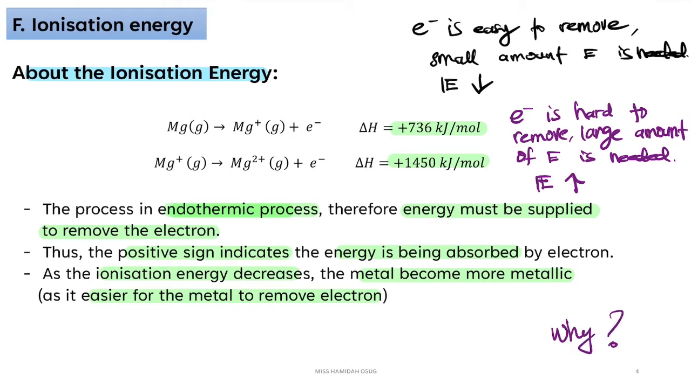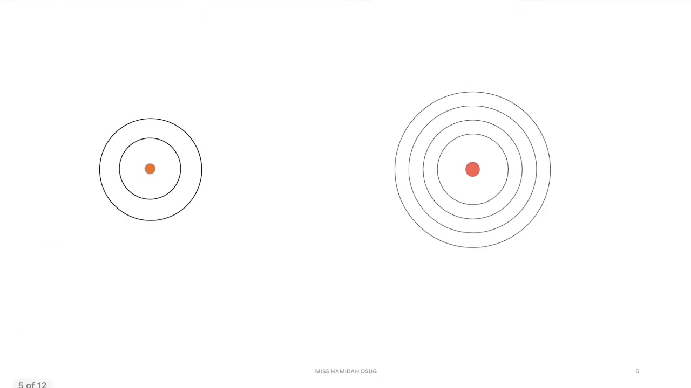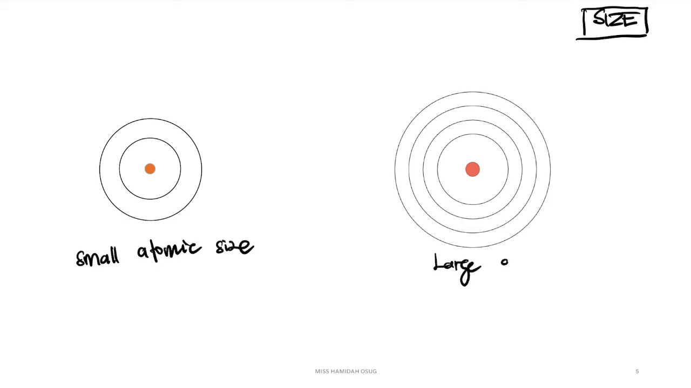So why is this happening? To explain this, we are using the same atomic model that we used to explain the electronegativity in the previous video. Ionization energy is also highly affected by the size of the atom. So I'll be using a small atomic size and also a large atomic size in the slides to explain the ionization energy in the atom.